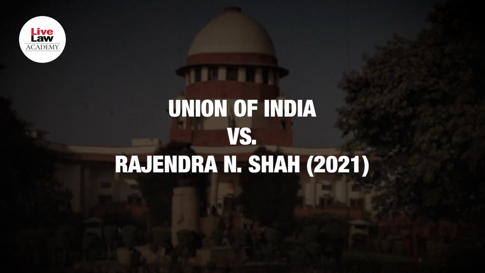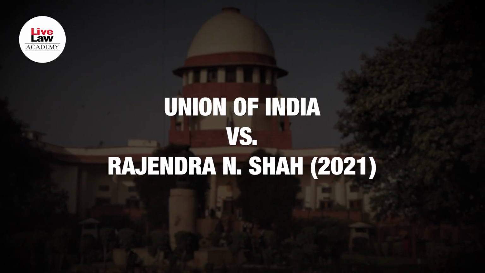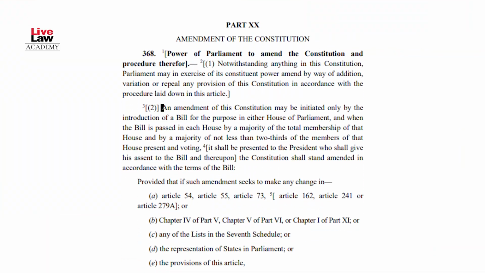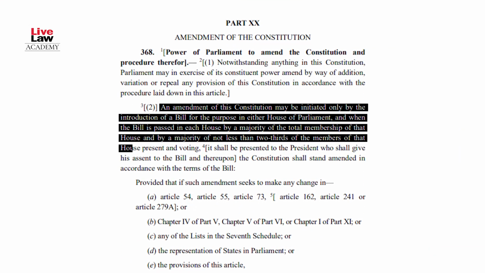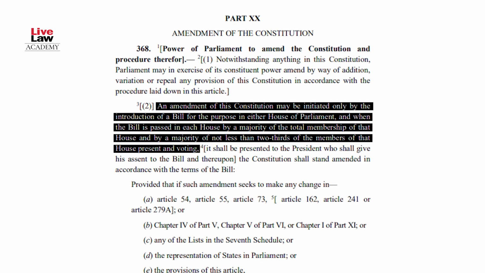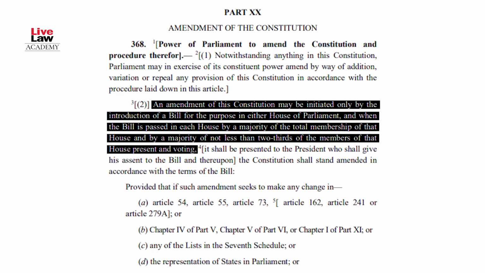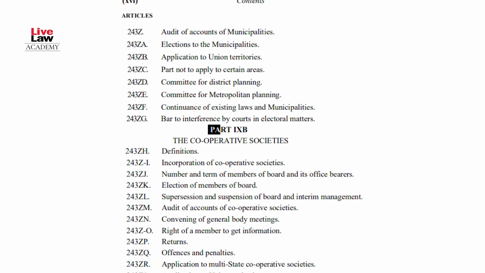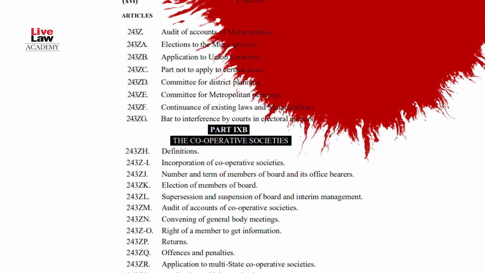Next is the recent case Union of India versus Rajendra N. Shah, 2021. This involved the 97th Constitutional Amendment, which added Part 9B to the Constitution, dealing with cooperative societies. Cooperative societies fall under the state list. Any constitutional amendment affecting state subjects requires ratification by at least half the states under Article 368. But this amendment did not go through that process. The Supreme Court held that Part 9B, insofar as it applied to state cooperative societies, was invalid due to lack of ratification. But what about multi-state cooperative societies?